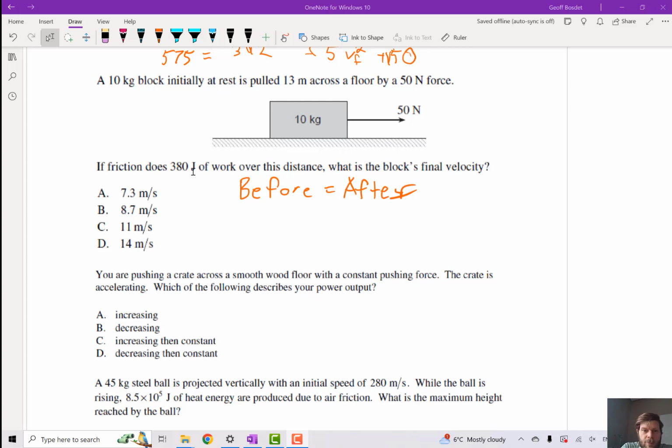So I'm going to say, hey, before we got a bunch of work, that's going to become a bunch of thermal energy. That's that 380. And all the rest that's left over is going to be kinetic. And so we'll just do force times distance is work. Force times distance, we got 50 times 13, which is 650. And that's going to equal 380 plus 1/2 times 10 times VF squared.